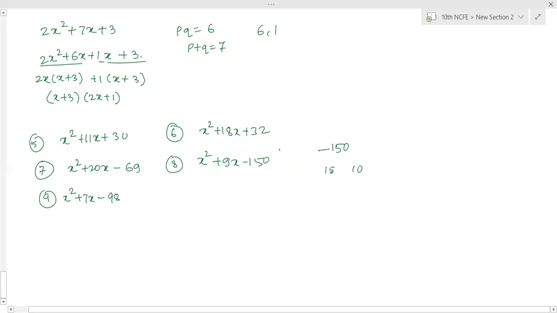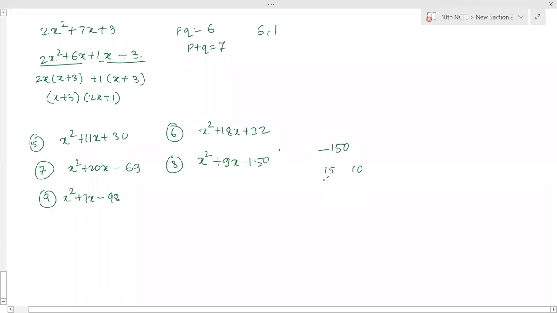Yes, ma'am. So 15 and 10's difference is 9. Okay, ma'am, is it right or no? Yes, ma'am, the difference is 9. No, ma'am, it's 5, but we need 9. That means these two numbers won't work.